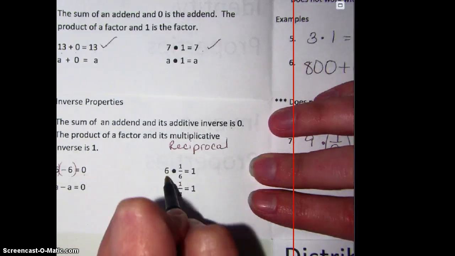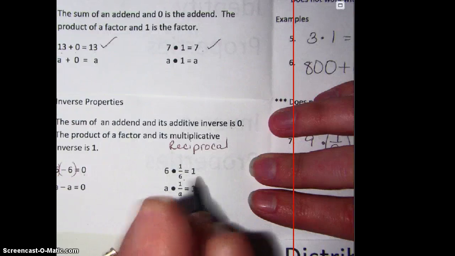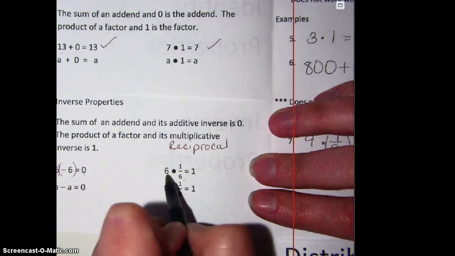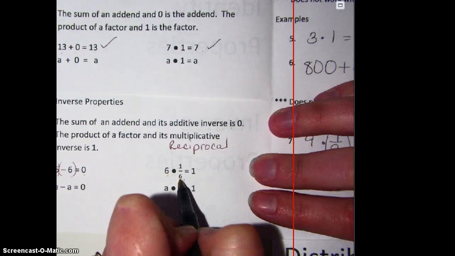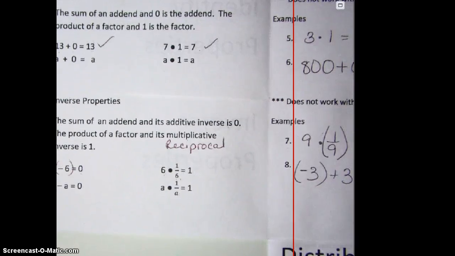Okay, then we've got 6 times 1/6 equals 1 whole. Well, the reciprocal of 6 is 1/6. And when you multiply that across, you do get 1 whole. So let's take a look at a few examples of that occurring.